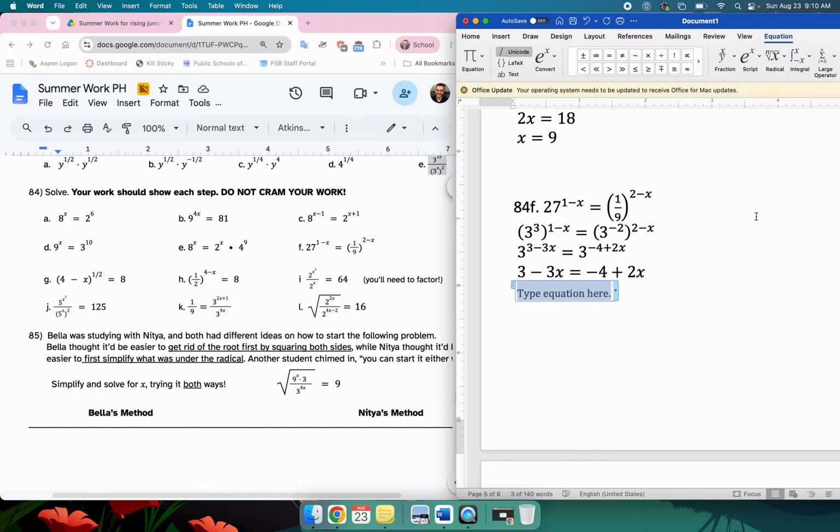So 7 is equal to 5x, I think. Yep. So 7 over 5 is equal to x.